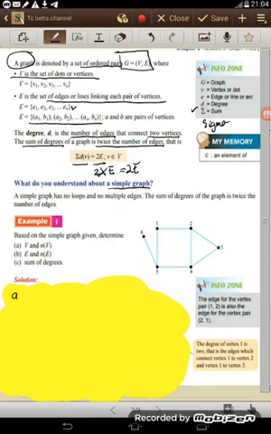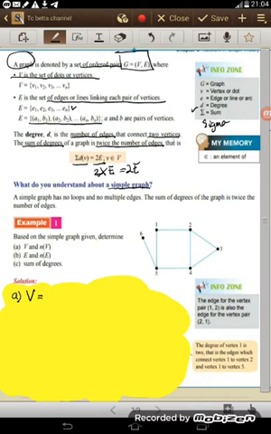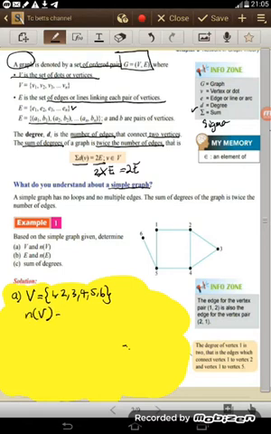To determine the vertices, you list down all the vertices that you see here, and you have to list them using curly brackets. Then you just write vertex 1, 2, 3, 4, 5, 6. And then the number of vertices you just count here: 1, 2, 3, 4, 5, 6. So 6.